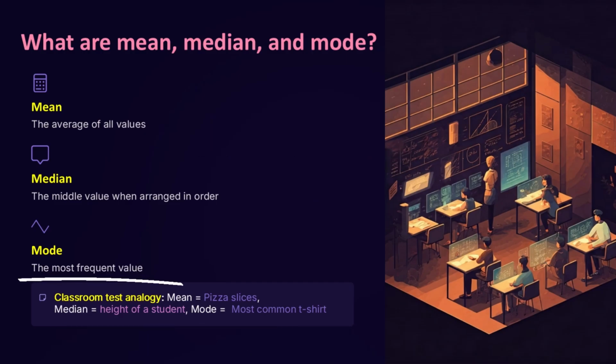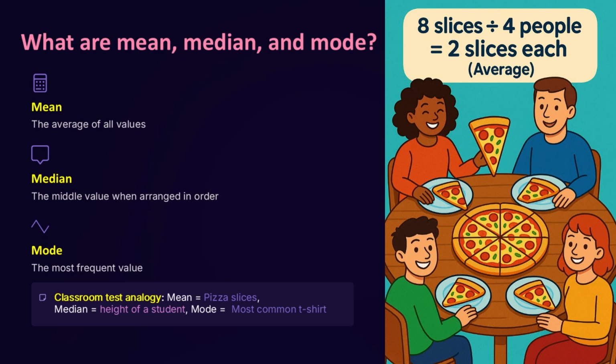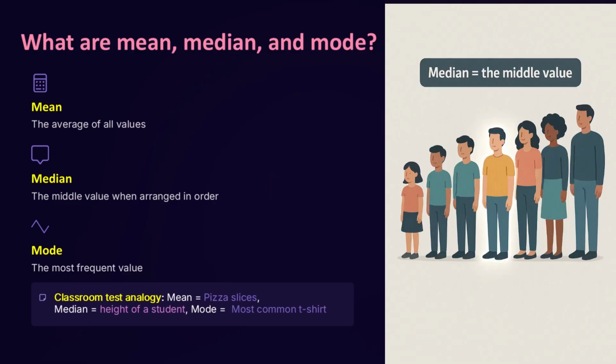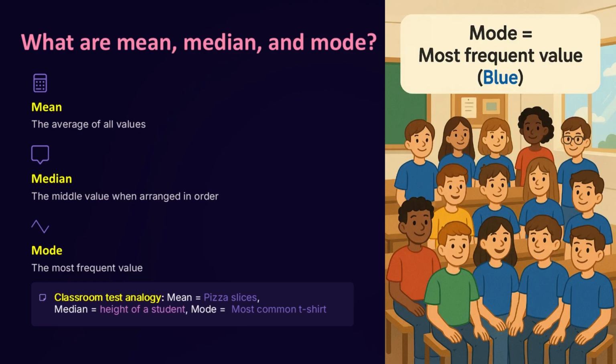To make this easier to understand, mean: if you have 8 slices of pizza to share among 4 people, each person would get 2 slices on average. Median: if people line up from shortest to tallest, the median height is the height of the person exactly in the middle. Mode is like the most popular t-shirt color in a classroom. Whichever color is worn by the most students is the mode, for example, blue.